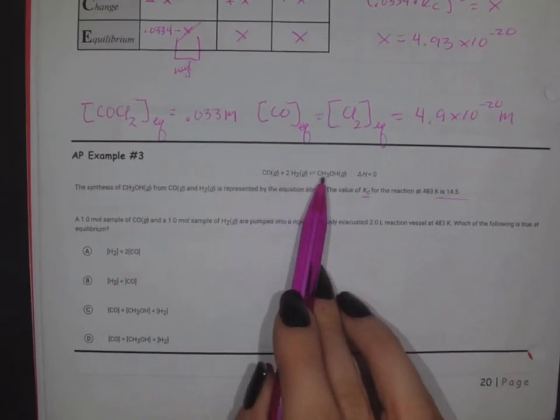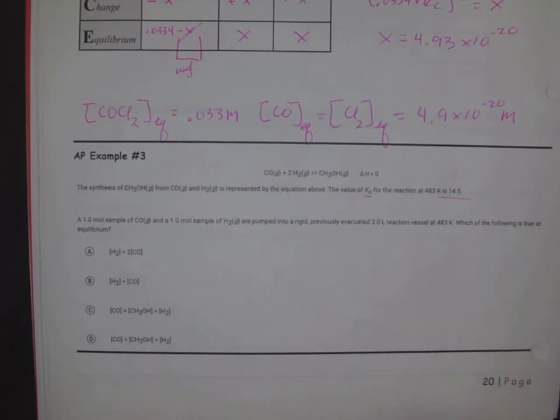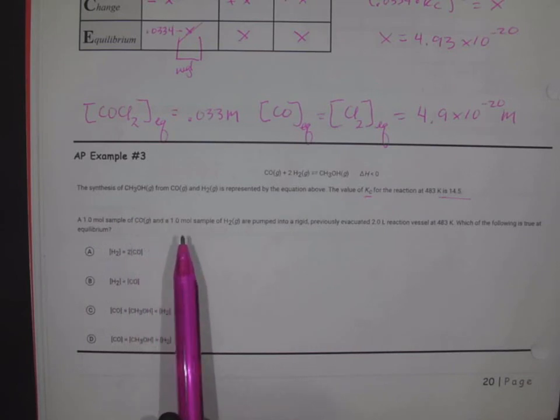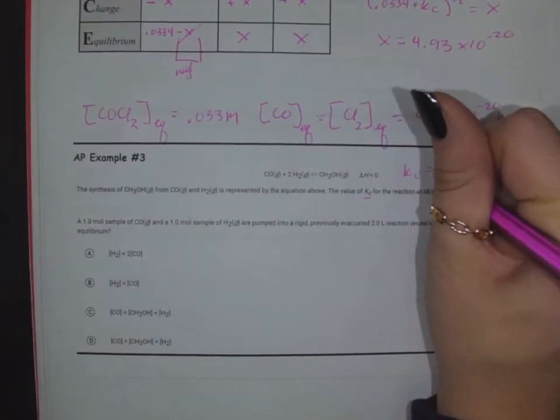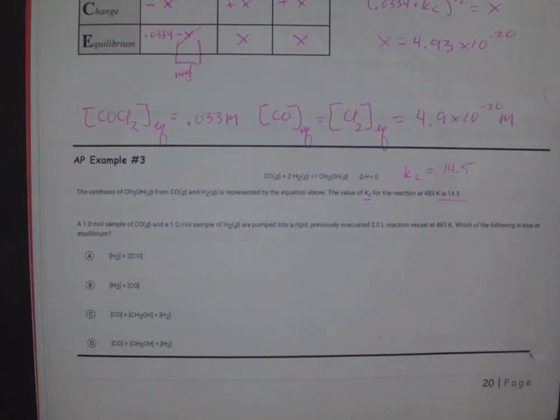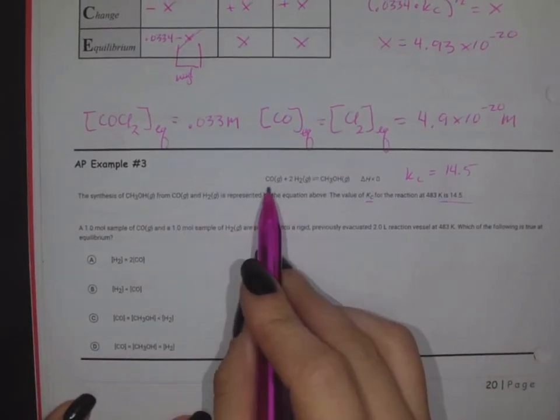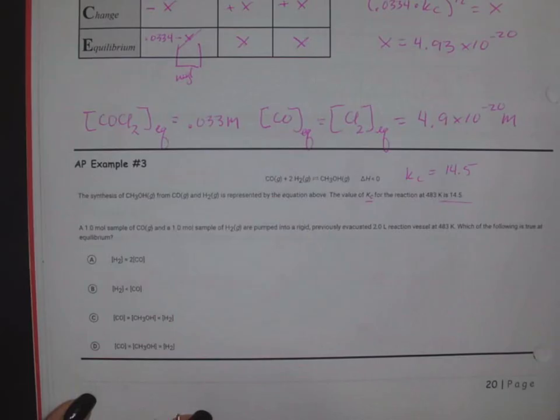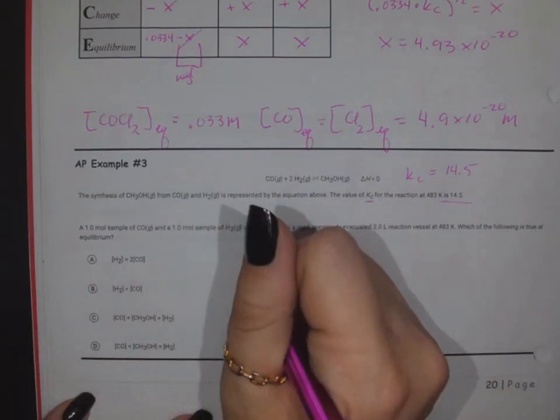I see my reaction. I see that all the species, whether they be reactants or products, are gases. And then it says the synthesis of CH3OH gas from carbon monoxide and H2 is represented in the equation above, and it tells us what the K value is. It says Kc at this temperature is 14.5. A 1 mole sample of carbon monoxide and a 1 mole sample of H2 are pumped into a rigid, previously evacuated 2-liter reaction vessel. Which of the following is true at equilibrium? All right, so when it's asking what's going on at equilibrium, I would use an ICE table to figure that out. And there are 3 items that I'm looking at in my ICE table here. Do we care whether it's a Kc? These are concentrations, so sure. And this was a Kc value.